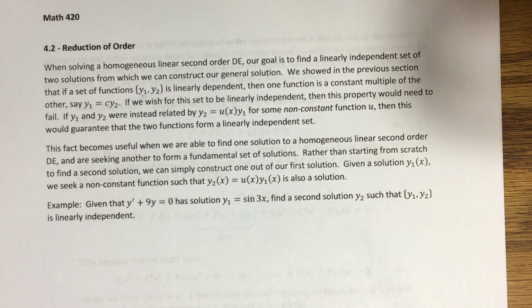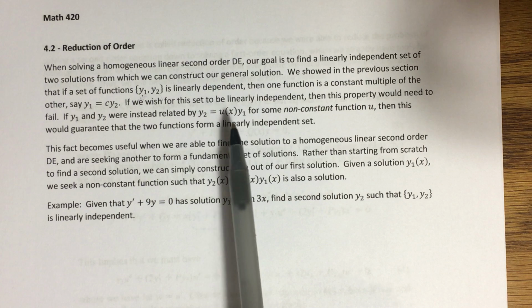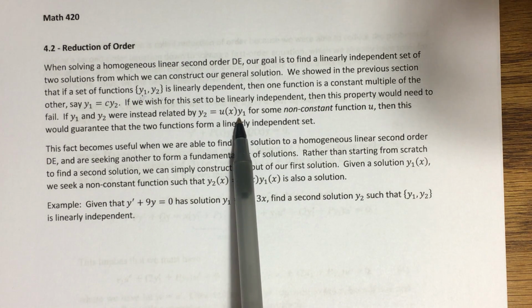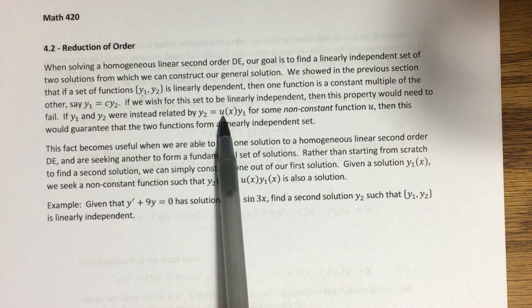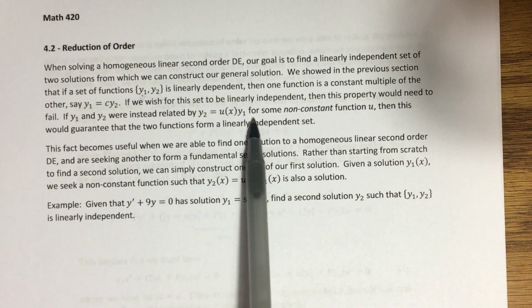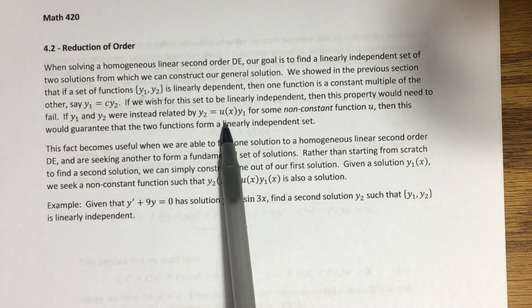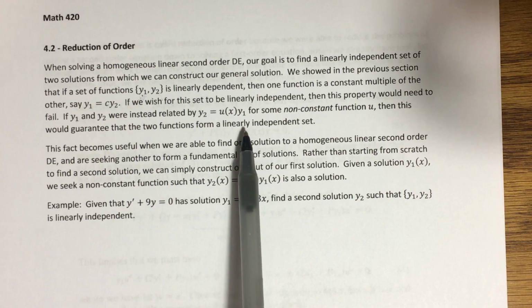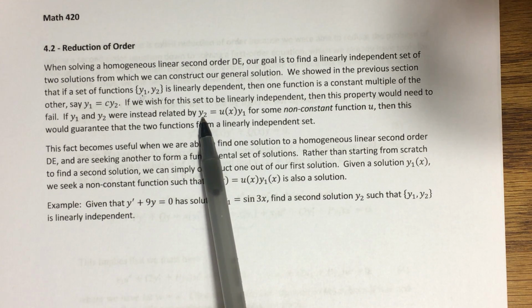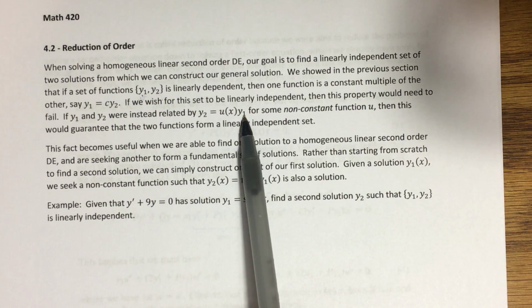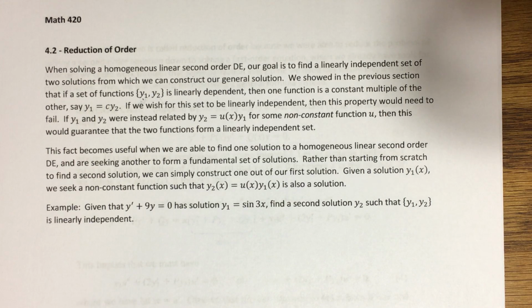So essentially, we're looking at a couple of things. One, we're going to be given a DE, and we're going to be given a solution to that DE, which we're going to think of as y1. And then we're going to say, let's see if we can find a function, u of x, that I can multiply to y1, such that the result is another solution to that DE. If that's the case, and if u of x is a non-constant function, then we'll know without having to verify that y2 is also going to form a linearly independent set with y1, and we will have found our fundamental set of solutions that way. So that's the idea.